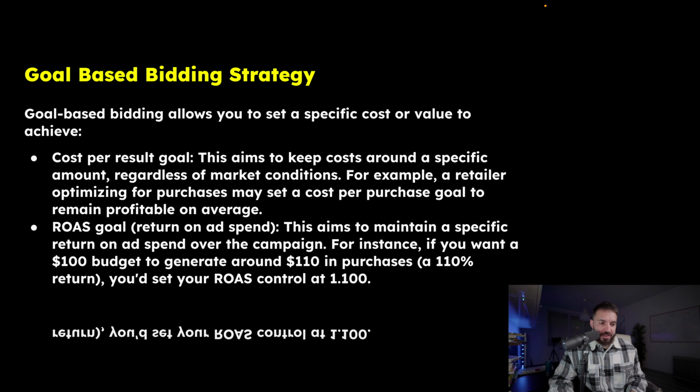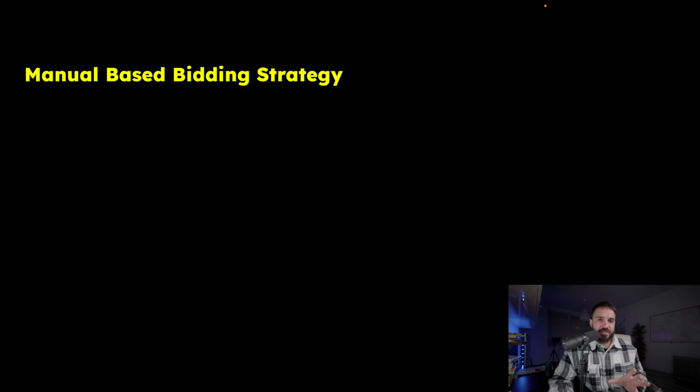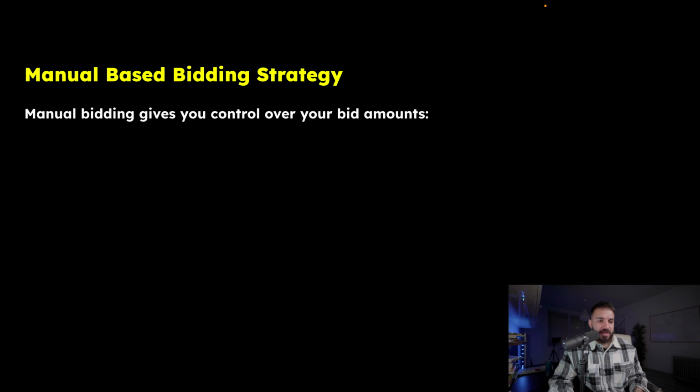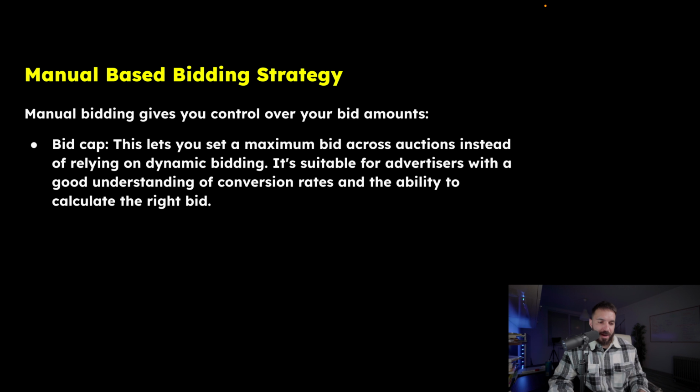You can Google that, but I'm using cost per result and the results are amazing so far. And the next bidding strategy is the manual based bidding, and the manual based bidding gives you control over your bid amounts. Facebook calls this bidding strategy bid cap. This lets you set a maximum bid across auctions instead of relying on dynamic bidding.